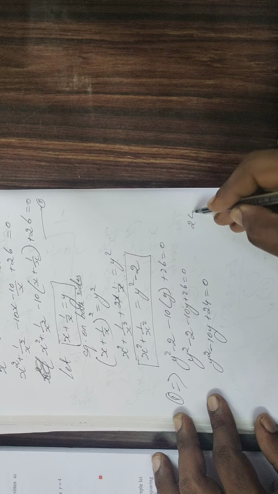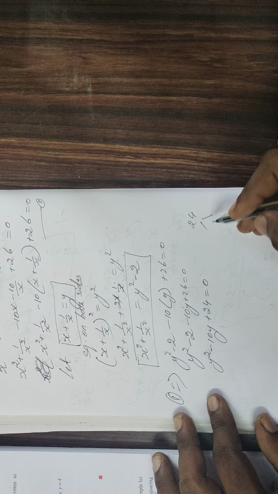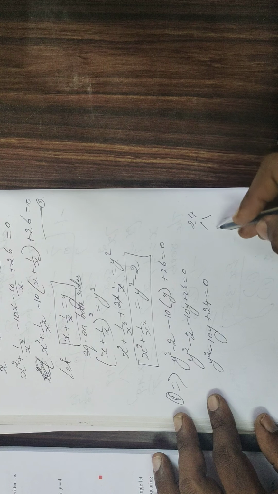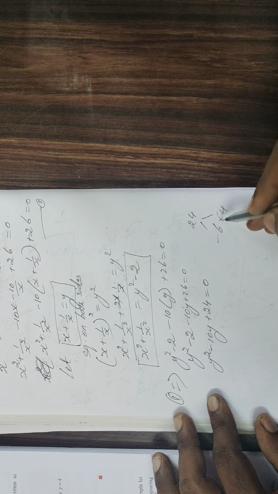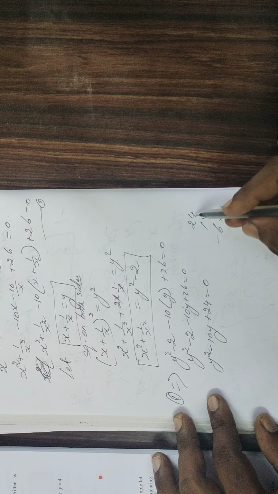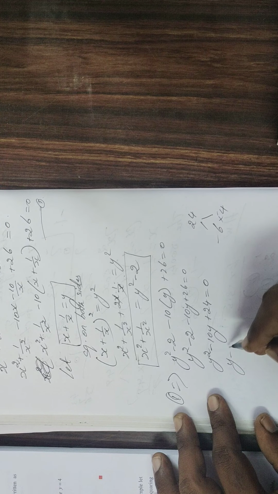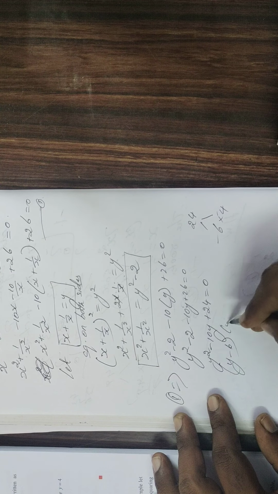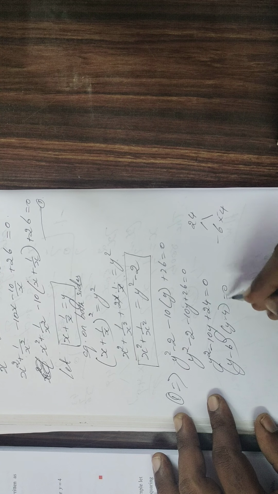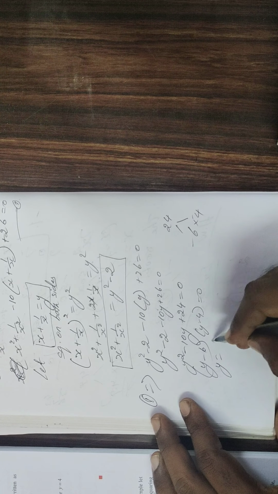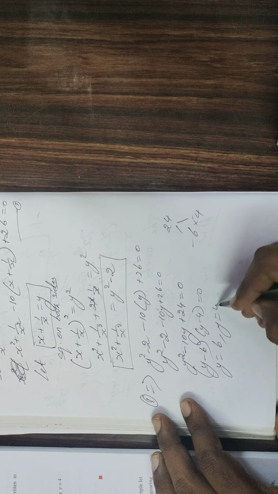Now we can factorize. 24, how will you factorize? 6 into 4 is 24, so minus 6 and minus 4. Minus 6 into minus 4 is 24, and minus 6 minus 4 is minus 10. So y minus 6 into y minus 4 equal to 0. So y equal to 6, y equal to 4.